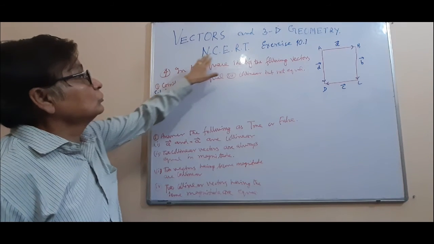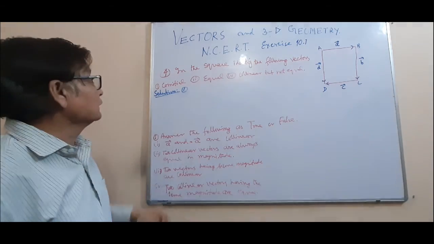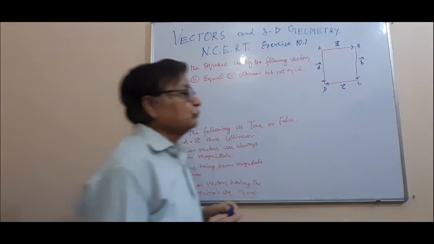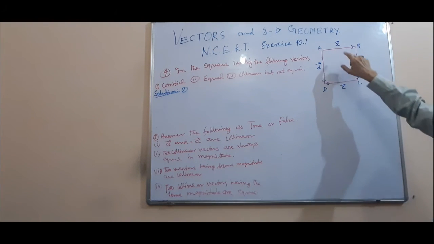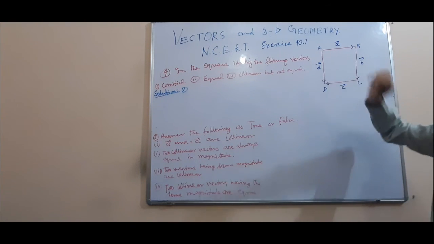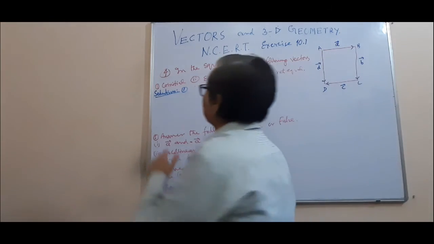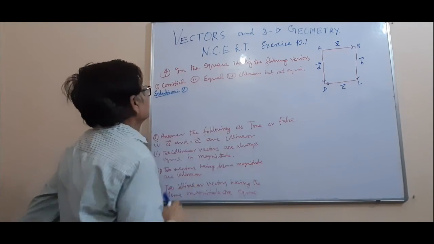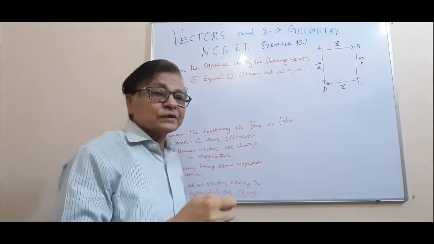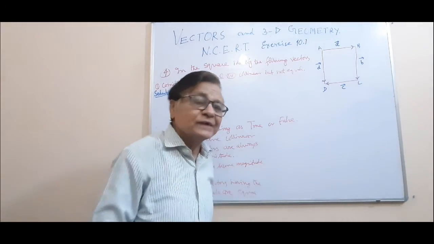Question number 4 of exercise 10.1 NCERT. We have to identify the vectors a, b, c, d. There are 4 vectors: vector a, vector b, vector c, vector d. And we have to identify which vectors are co-initial, which are equal, which are collinear. Co-initial means whose initial points are same.